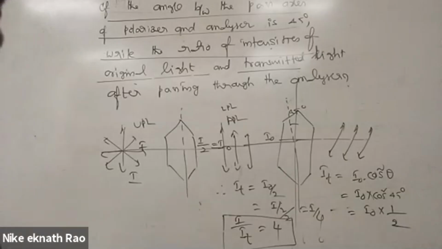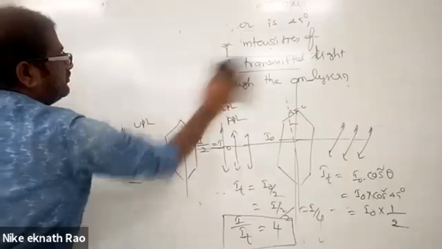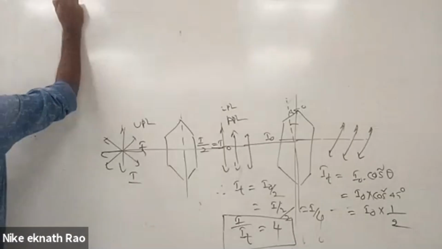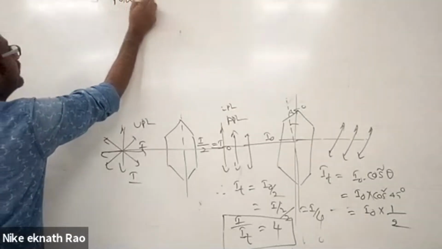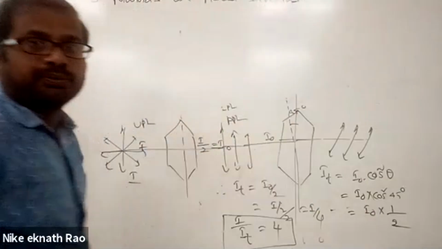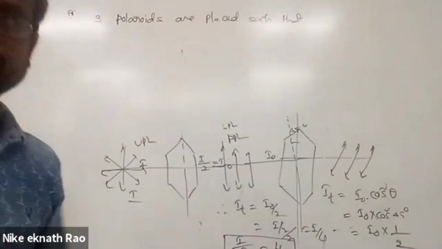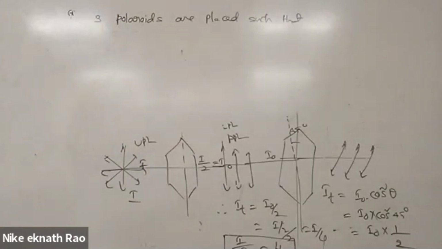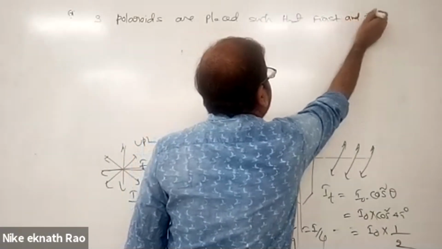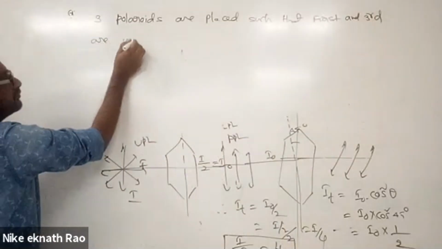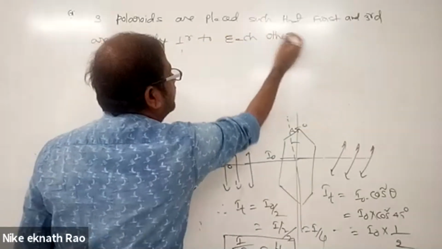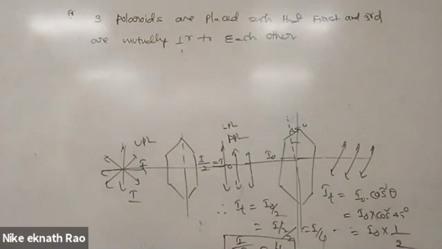One more question. Three polaroids are placed such that the first and third are mutually perpendicular to each other.